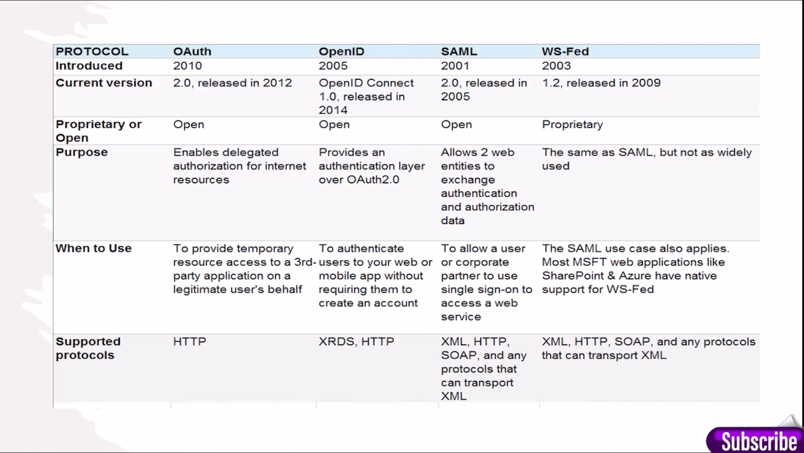So when to use what? OAuth you should use to provide temporary resource access to a third-party application on a legitimate user's behalf. OpenID to authenticate users to your web or mobile app without requiring them to create an account. And SAML to allow a user or corporate partner to use single sign-on to access a web service. And the supported protocol in OAuth is HTTP, which is common in OpenID and SAML both. But OpenID also supports XRDS, and SAML supports XML as well.